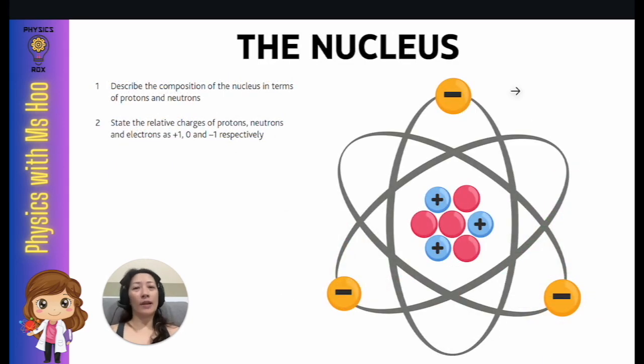So now we go into understanding more about the nucleus. We need to know what resides inside the nucleus are the protons and neutrons. So the protons are the subatomic particles with a charge of positive. Neutrons have no charge, that means they're neutral, whereas the electrons have a charge of negative. So relative to one another, protons have a charge of positive 1, while electrons have a charge of negative 1. Neutrons, of course, are neutral, no charge.